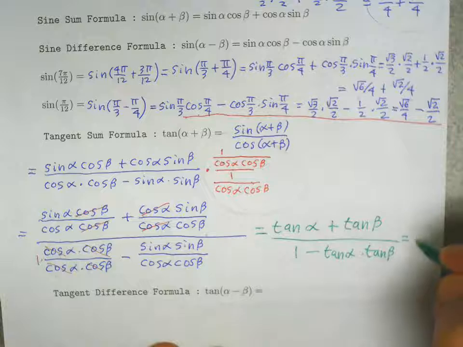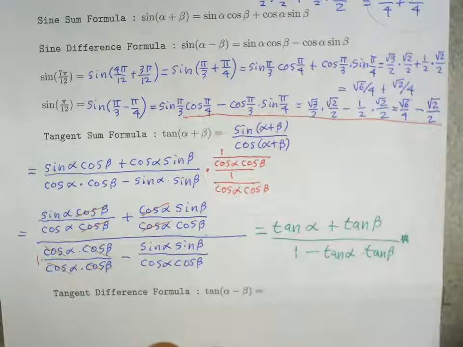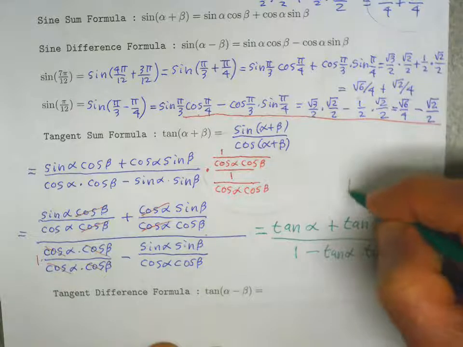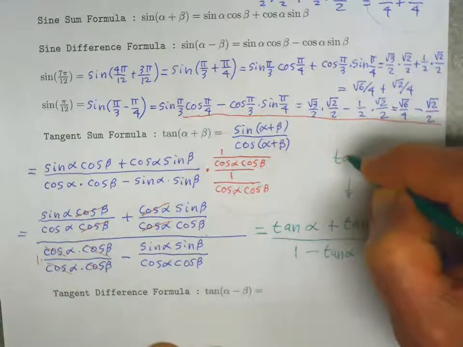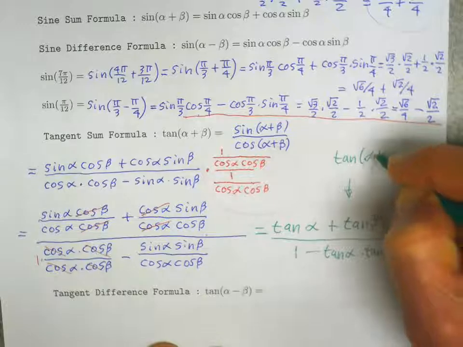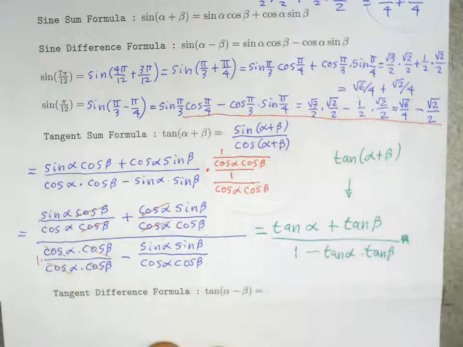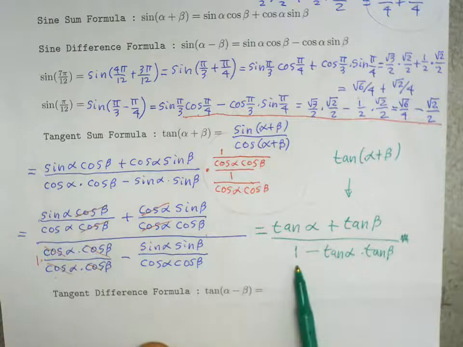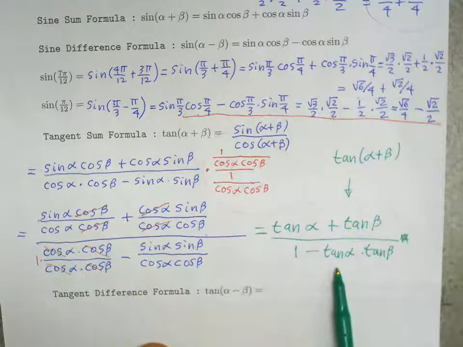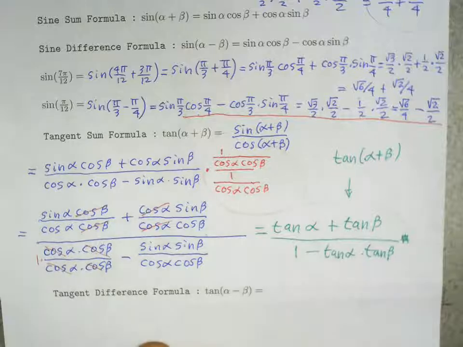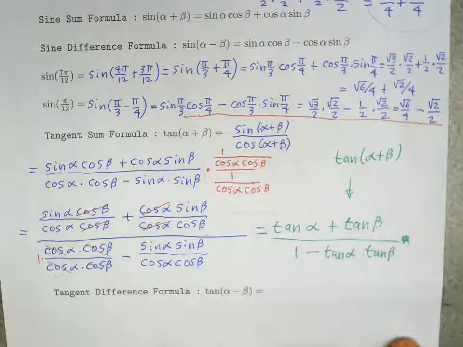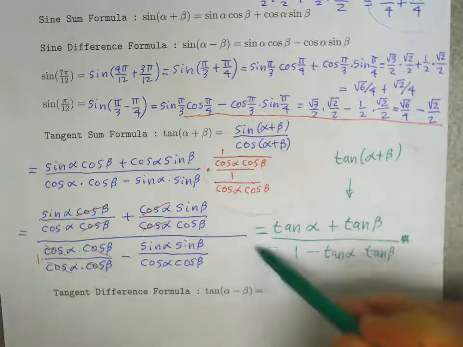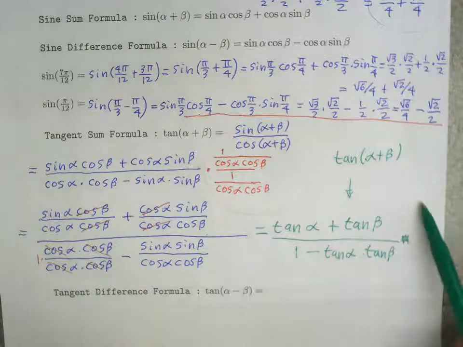This is what tangent of alpha plus beta is equal to. Tangent of alpha plus beta is tangent of alpha plus tangent of beta divided by 1 minus tangent of alpha times tangent of beta. It's useful to know this identity.